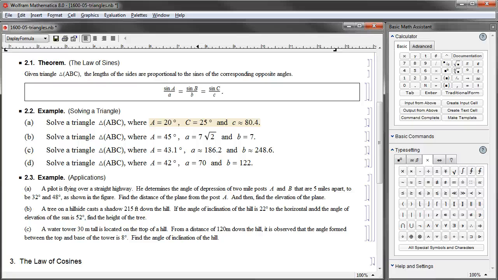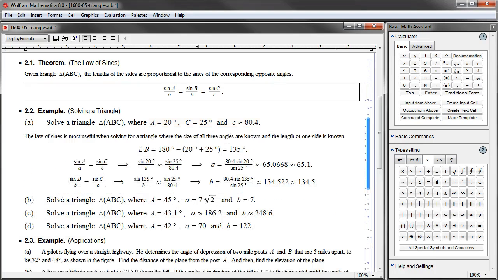Wait a minute, did I say all three angles are given? This problem gave me only A and C. How about B? Well, you can easily find B because the sum of the internal angles of a triangle is always 180 degrees. So if I subtract A and C, 20 and 25 degrees, away from 180 degrees, what do you get? B is equal to 135 degrees. So B can be easily calculated from the other two angles. So the situation, you can call it, all three angles are known.